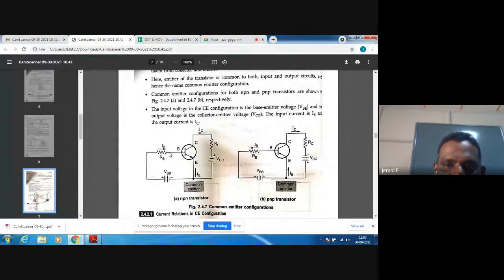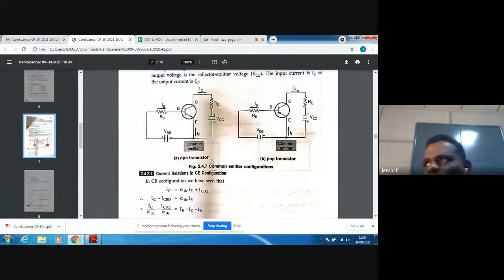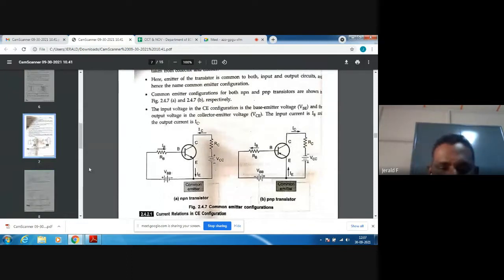This is called the base emitter voltage, VBE. Another one is the common collector voltage, VC. Normally, whatever it is, this is called VBE and this is also VC. Whatever the base, emitter, collector, VBE is the input and VC is the output.